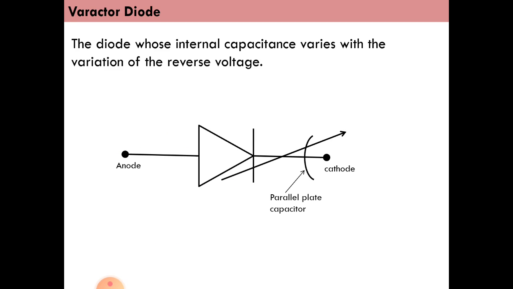Varactor diode. The diode whose internal capacitance varies with the variation of the reverse voltage. The diode contains capacitance and this capacitance varies with the reverse voltage. This is the symbolic representation of the varactor diode, where this is a P type region connected to the anode. This is the N type region connected to the cathode.